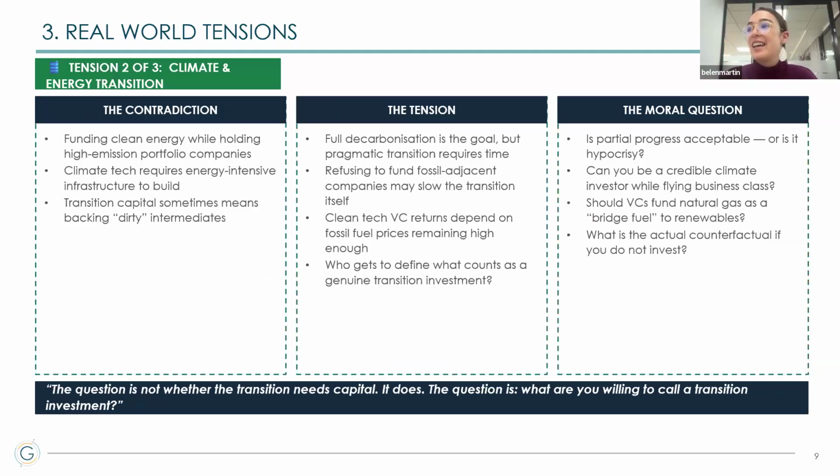On climate and energy transition. I think there's a structural contradiction in climate tech, climate VC. Climate VCs say that they fund clean energy while holding high emission portfolio companies, while also taking into account that climate tech requires energy intensive infrastructure. There's also another contradiction or dilemma, that refusing to fund fossil fuel companies might also slow down the transition. Or it can also be that one cannot live without the other and they are complementary, more than enemies.